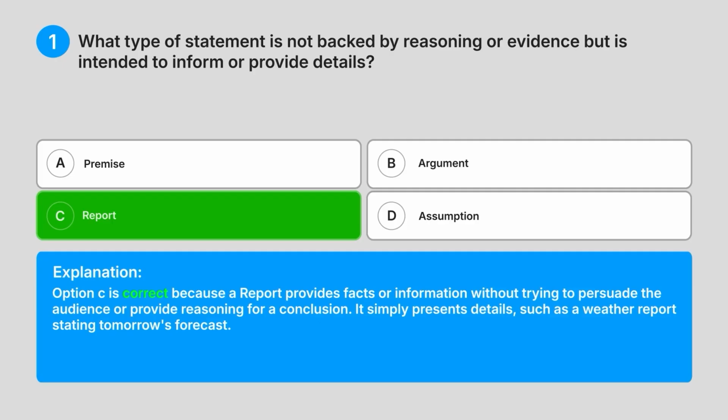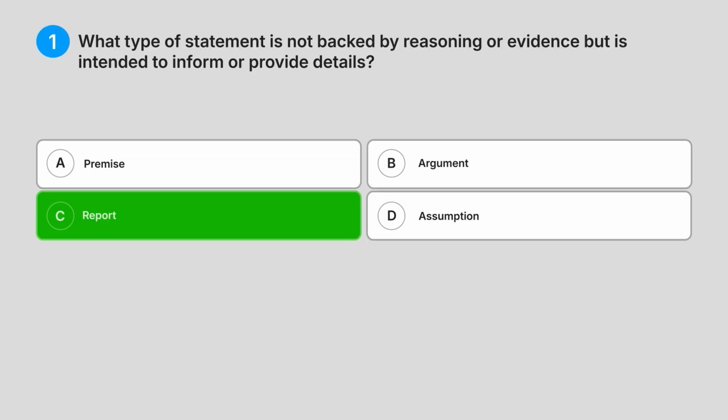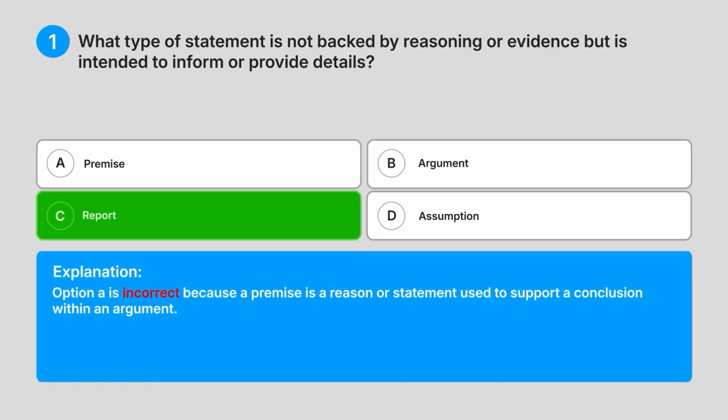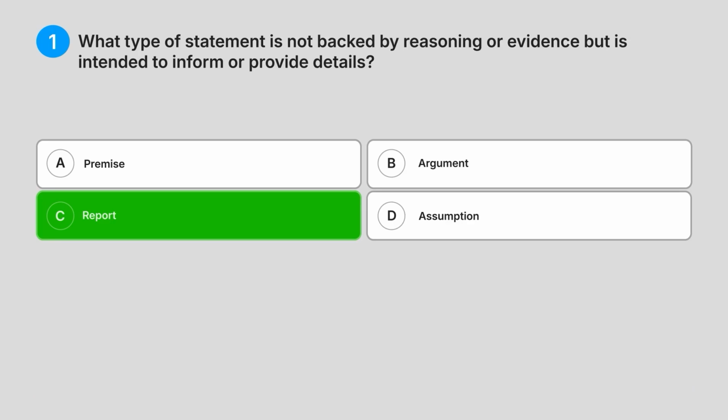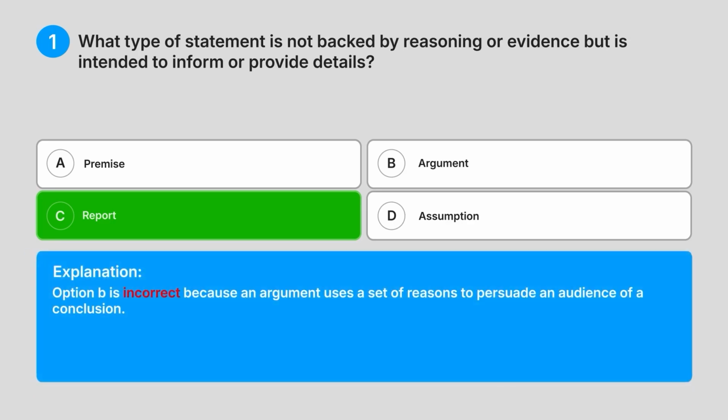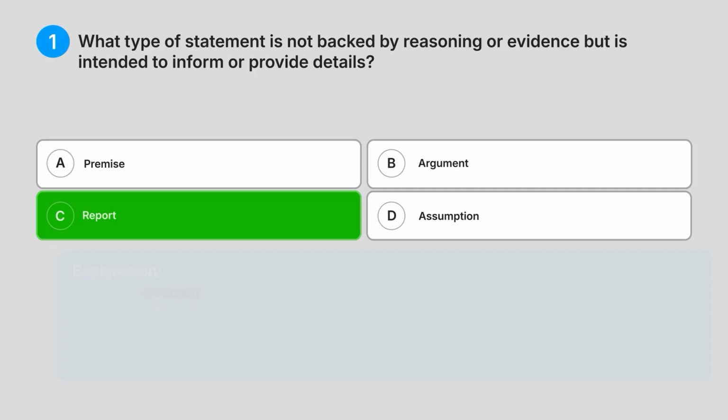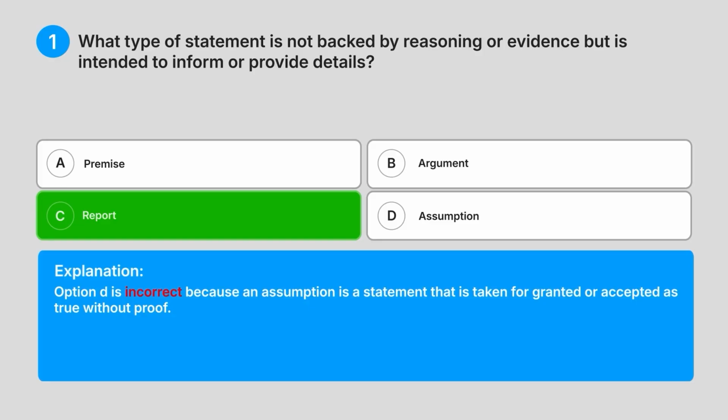Explanation. Option C is correct because a report provides facts or information without trying to persuade the audience or provide reasoning for a conclusion. It simply presents details such as a weather report stating tomorrow's forecast. Option A is incorrect because a premise is a reason or statement used to support a conclusion within an argument. Option B is incorrect because an argument uses a set of reasons to persuade an audience of a conclusion. Option D is incorrect because an assumption is a statement that is taken for granted or accepted as true without proof.